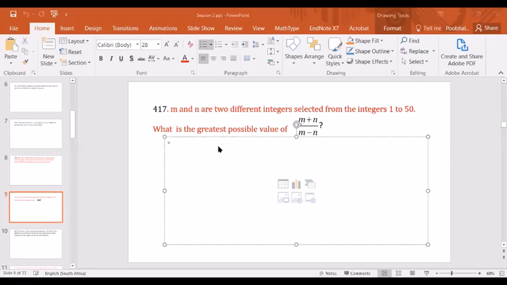Zandi Siva, can you just please explain to me how you got 99? Okay, so basically with the integers from 1 to 50, I tried to get the highest possible integer, which is 50 minus 49. And then from there, I tried to make the denominator as small as possible, which is 1, which is obviously also 50 minus 49. And then I came to the answer of 99.